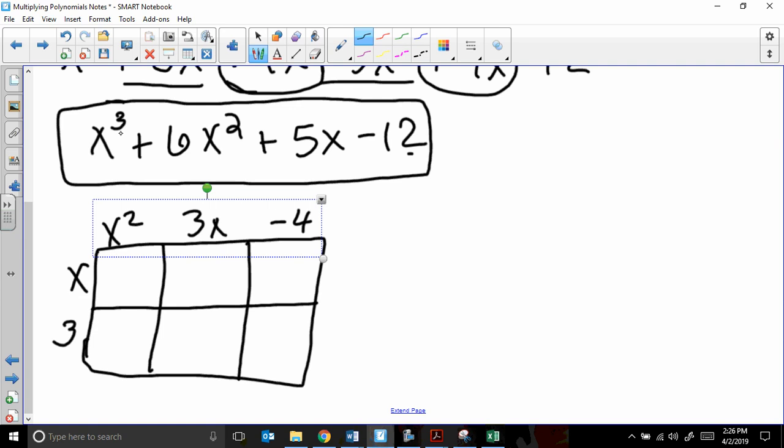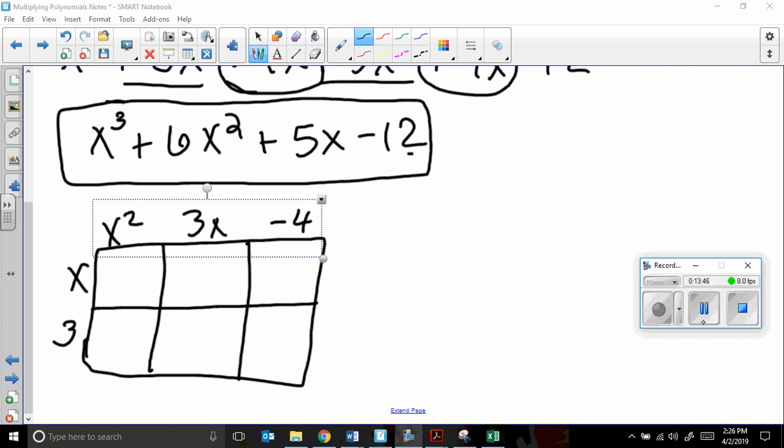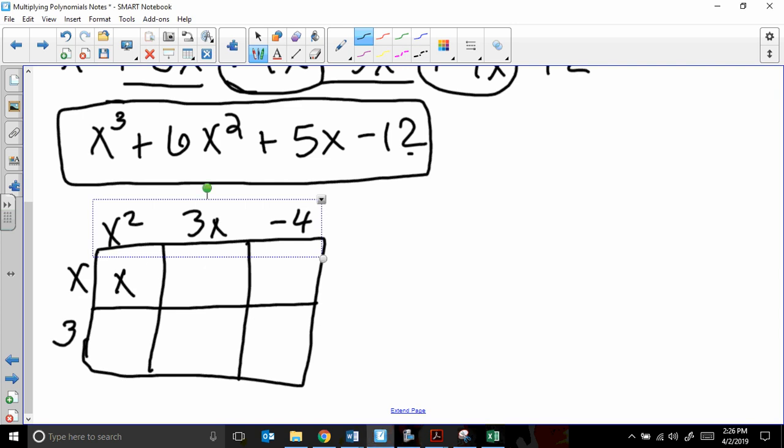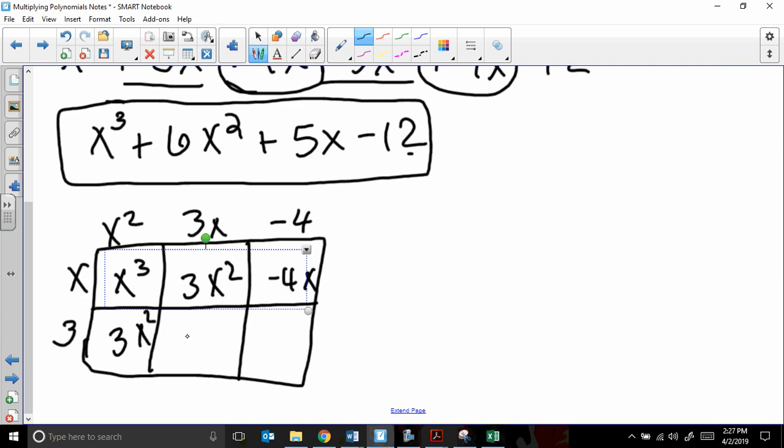See, an exponent of 3, 2, 1, and an exponent of 0. And so now if we're going to use the box method here, you still multiply these pieces, so you get x cubed, 3x squared, negative 4x, and then x squared, we got 3x squared. Then we got 9x. And this one we got negative 12.